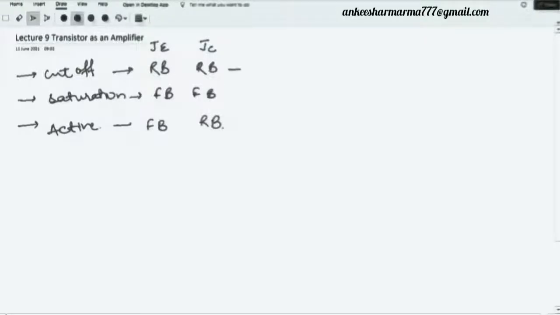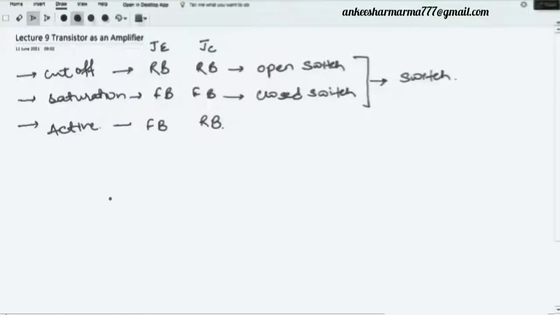Now, in the cutoff case, we had seen that both are reverse biased. We came to know that there will be no flow of current due to the majority carriers, and it is simply acting as an open switch. Whereas when both are forward biased, it is acting as a short circuit, or a closed switch. With these two regions, cutoff and saturation, we can make my transistor act as a switch. And we have discussed the application also.